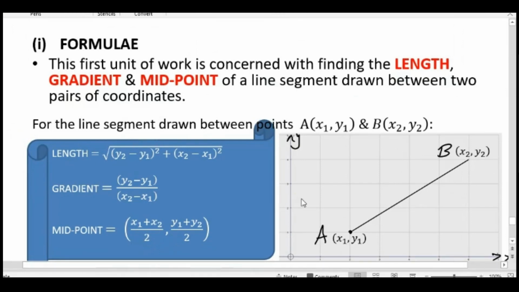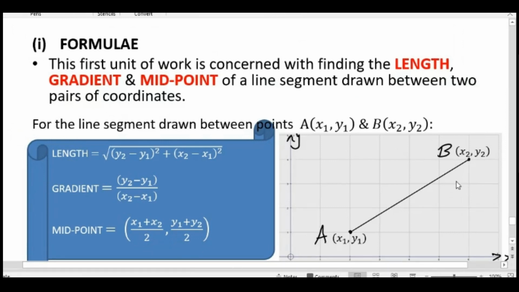We have 2 points. The coordinates at the first point A: the x coordinate is located on the x-axis, and the y coordinate is located on the y-axis. So the value here is x1, and the value here is y1. We have an x coordinate and a y coordinate. This point is located at a certain x coordinate and a certain y coordinate. Point B is also located at a certain x coordinate and a certain y coordinate. Are you guys familiar with that?